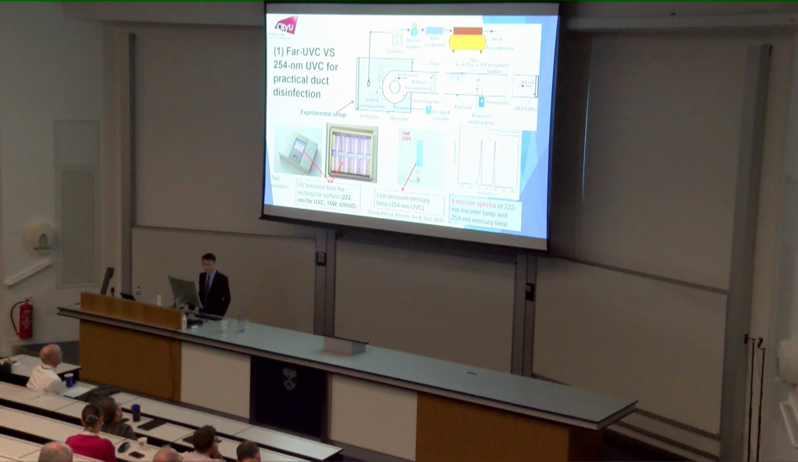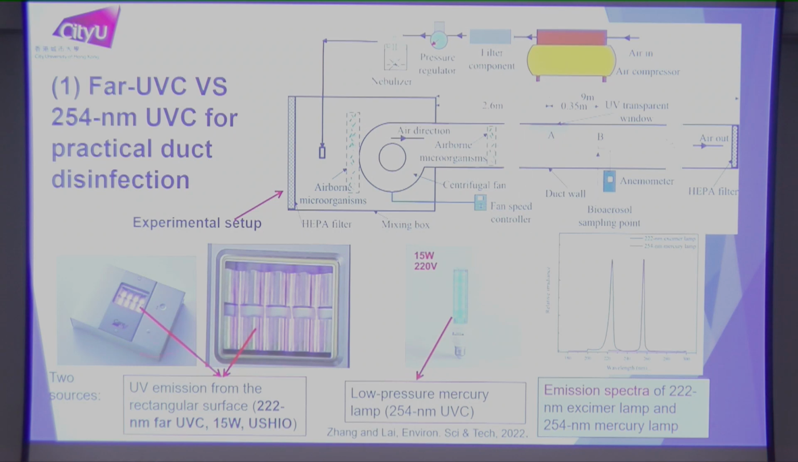So this is the setup for measuring the Far-UVC disinfection efficacy in a particle ductwork. You can see the length is 9 meters. And then, of course, we have very different forms of the light source. This is the flat, conventional 222, and this is the very typical 254. They are in different forms. Then how can I make sure they have the same dose? That's why I don't put them in the duct. I put them outside the duct, so you can see there's a window. In that case, I can control the dose by different measurements.